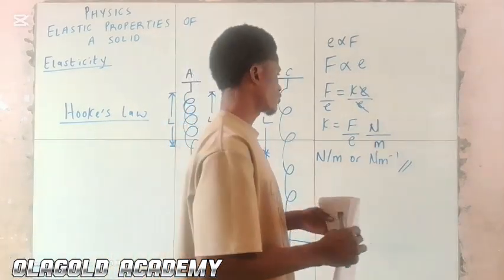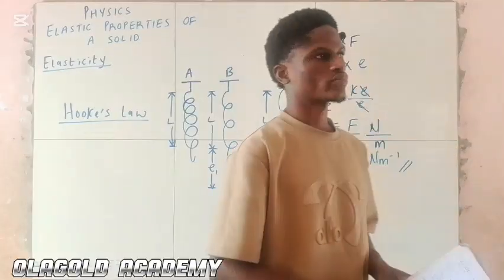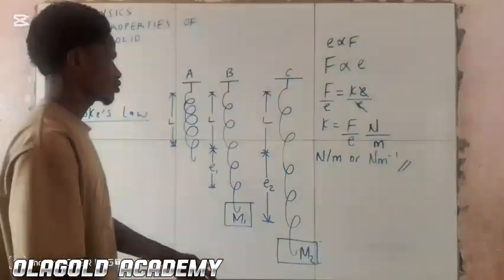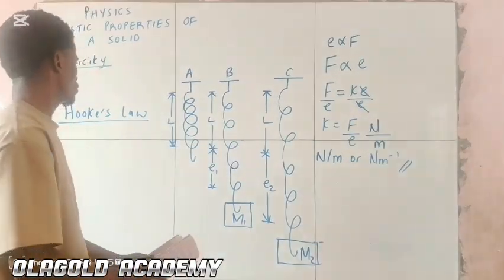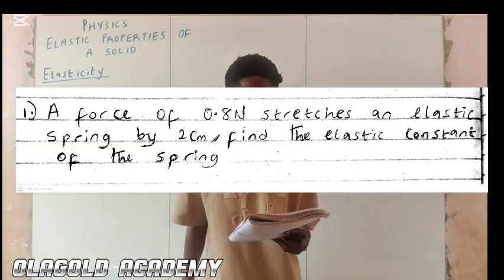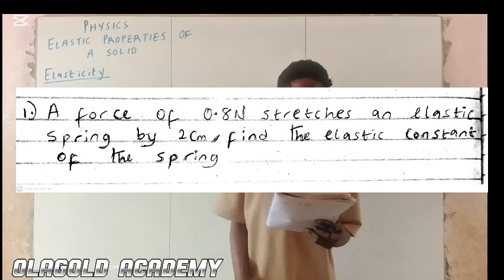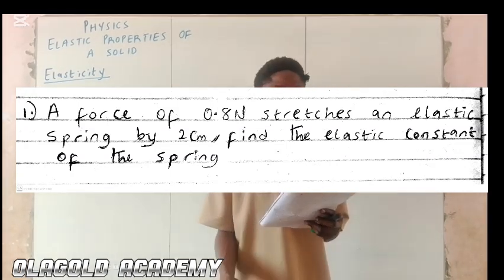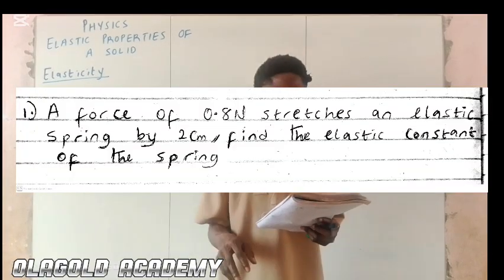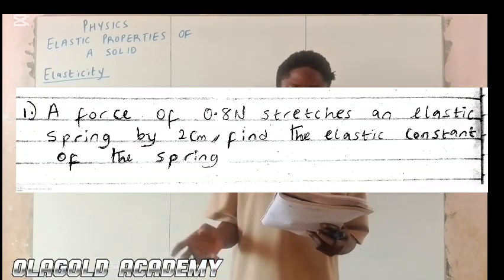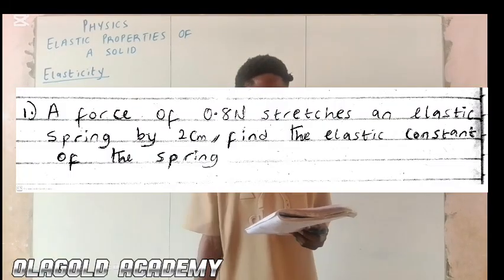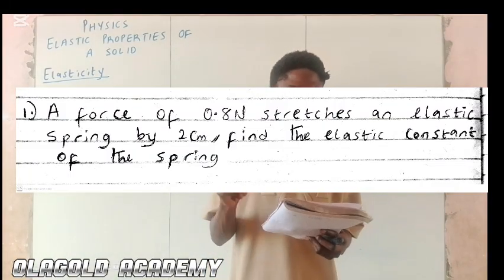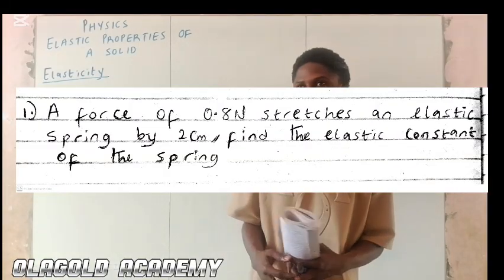Right now we're considering some exercises, some calculations on Hooke's law. Question 1 says that a force of 0.8 Newton stretches an elastic spring by 2 centimeters. Find the elastic constant of the spring. And that is question 1.